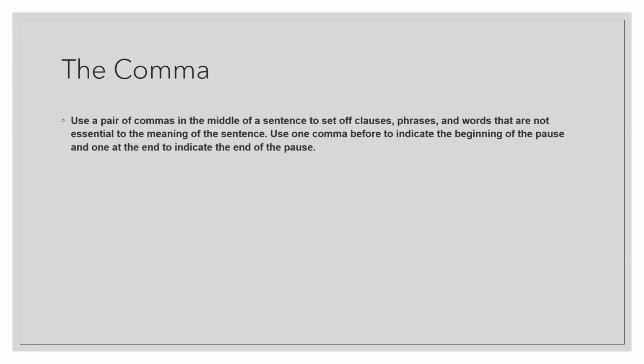So if I were to say something like Poppy, comma, the prettiest Siamese cat in the world, comma, is 4 years old, my main sentence is Poppy is 4 years old, but I'm giving some extra information, or like I like to say, gossip, about my subject. So I'm going to set that off with commas.